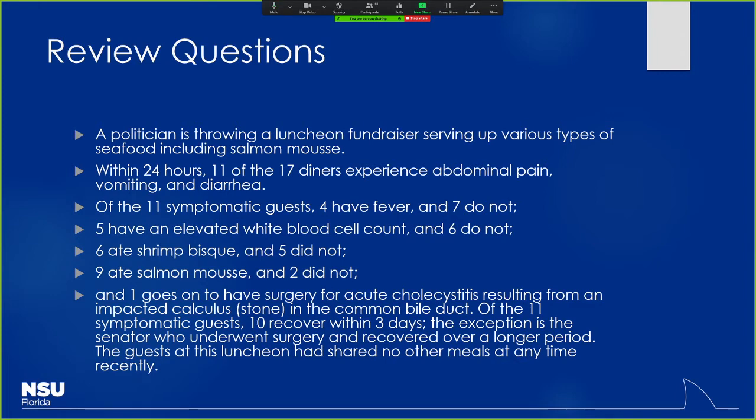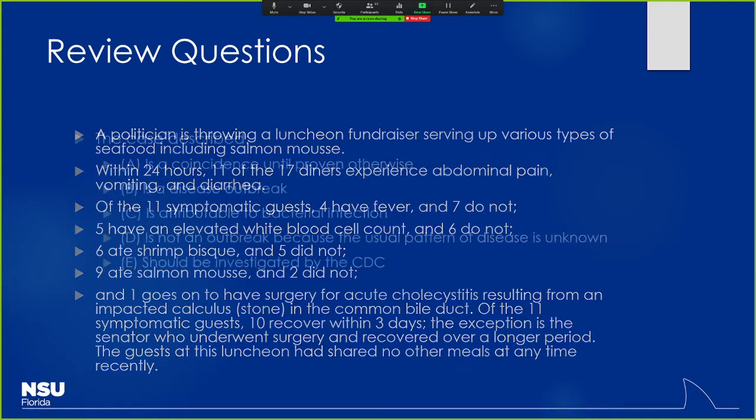But regardless, let's say we had one of these patrons actually end up going to surgery. They had such bad abdominal pain, went to surgery, and they found out it was due to an impacted stone that they had there. And so then the patient ended up recovering some number of days later. Of the 11 people who were symptomatic, 10 recovered, the exception being the guy that went to surgery, right?